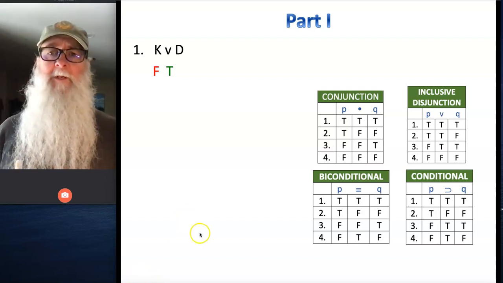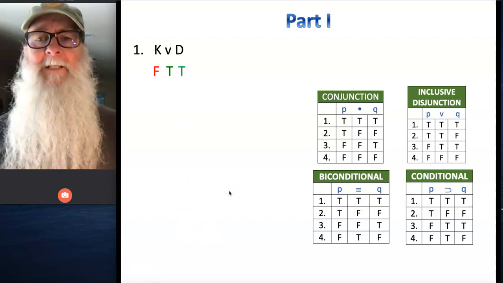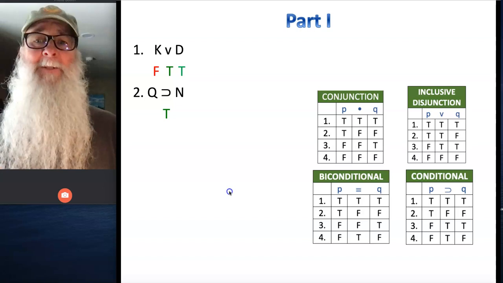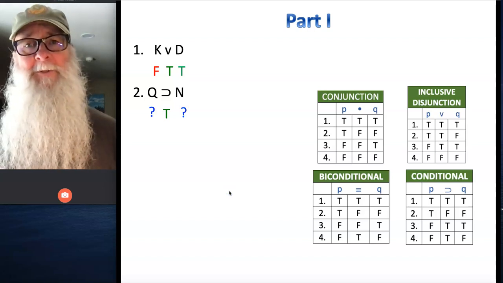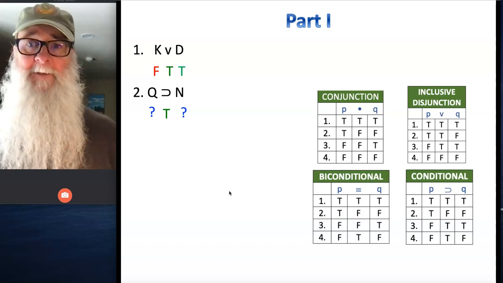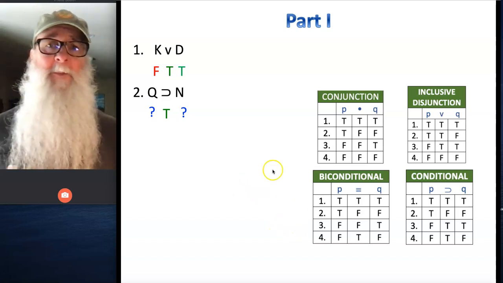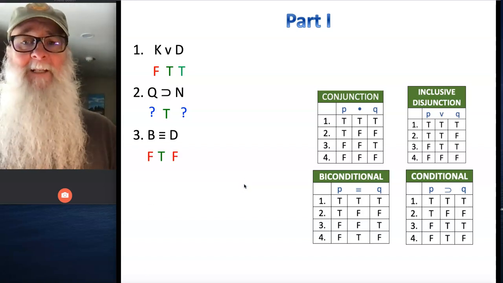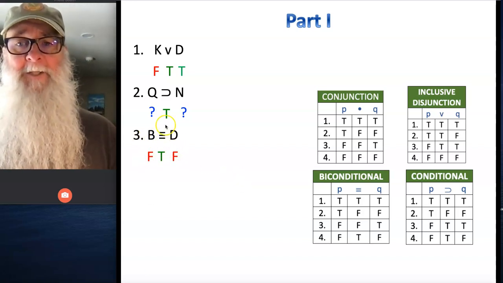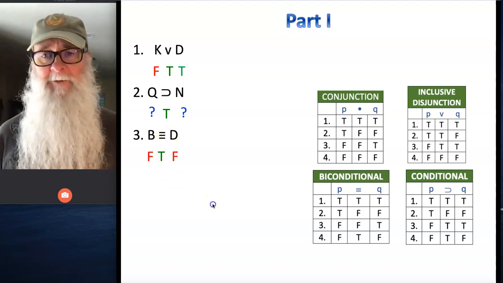Right, let's go over your work from part 1. In number 1, D is true. In number 2, we don't know anything about Q and N because knowing that the horseshoe is true leaves us with 3 possible true-false combinations for Q and N, and we don't know which one of those 3 is the case here. Number 3, B is false because the sides have to match anytime a triple bar is true.